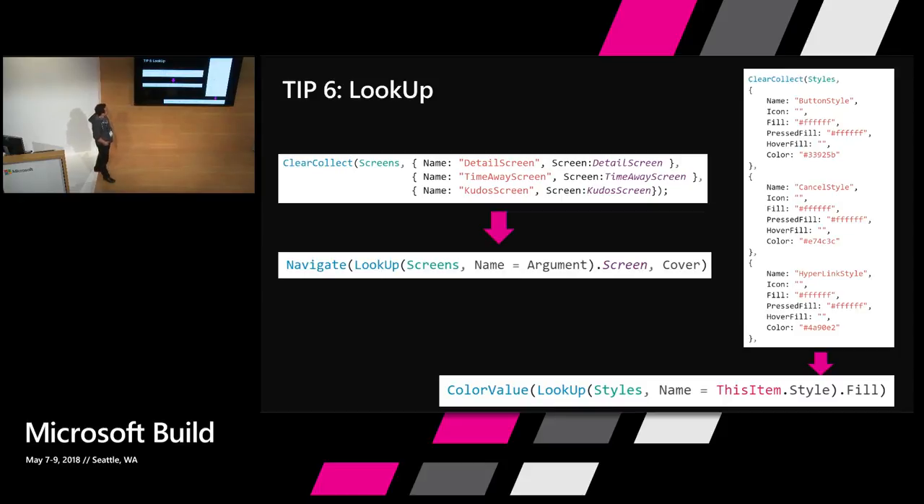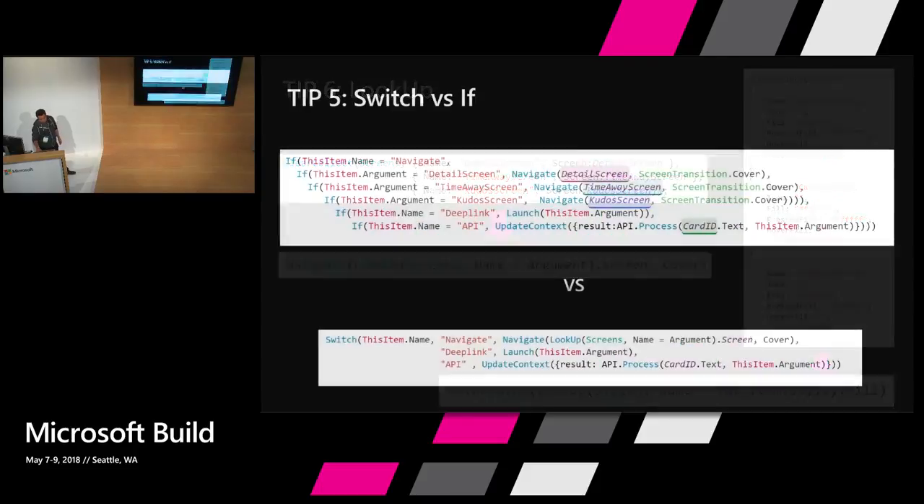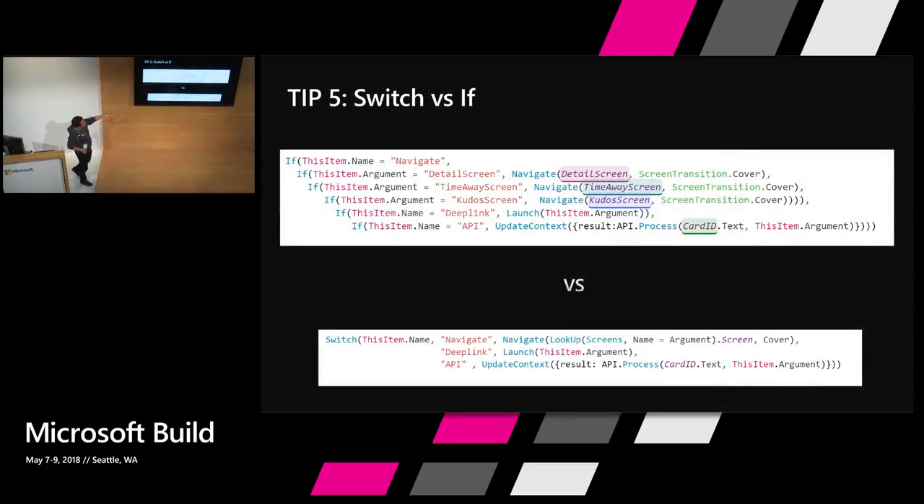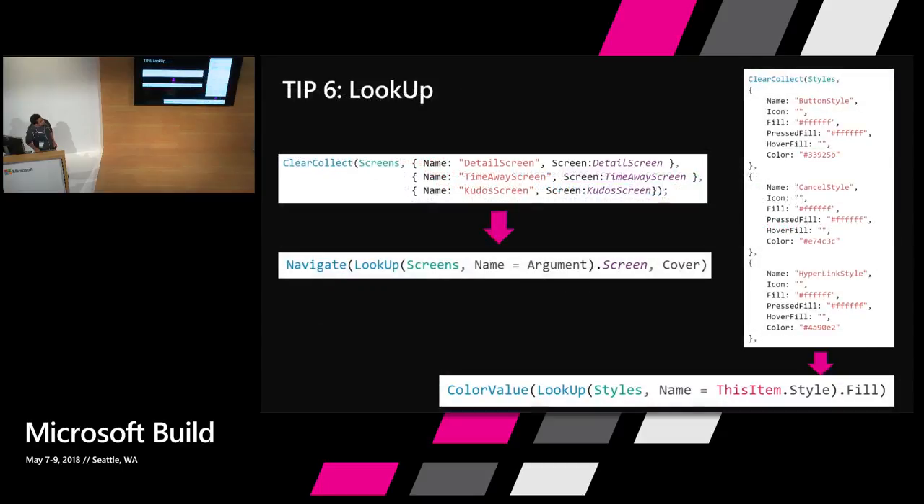What I'm doing here is constructing a name-value pair that links a name to an actual screen. So the end result is that I don't have to do an if statement. I only have to do a lookup. The argument coming from the data is going to drive which of the rows I get back from my screen collection. The end result, again, is a much more compact line: navigate, lookup, as you can see there. So there are many ways you could reduce complexity in your app. This is one of them.